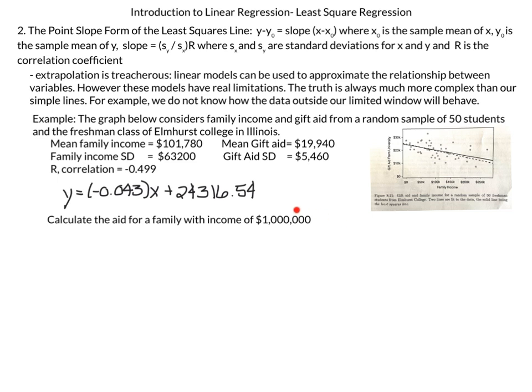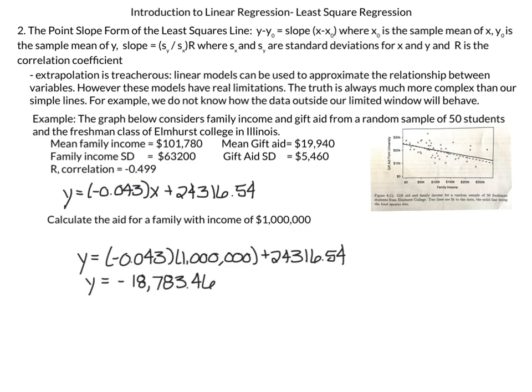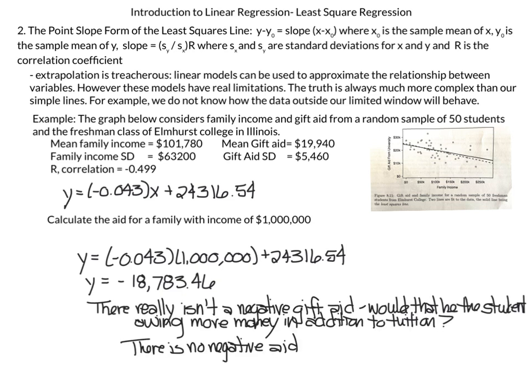An even clearer example of when we extended the data too far, let's calculate the aid for a family with income of $1 million. So we're going to plug in our $1 million here for x, and we get y is equal to negative $18,783.46. And there really isn't a negative gift aid, because the negative gift aid would imply that the student would owe more money in addition to tuition, but that isn't really how aid works. So there's no negative aid.